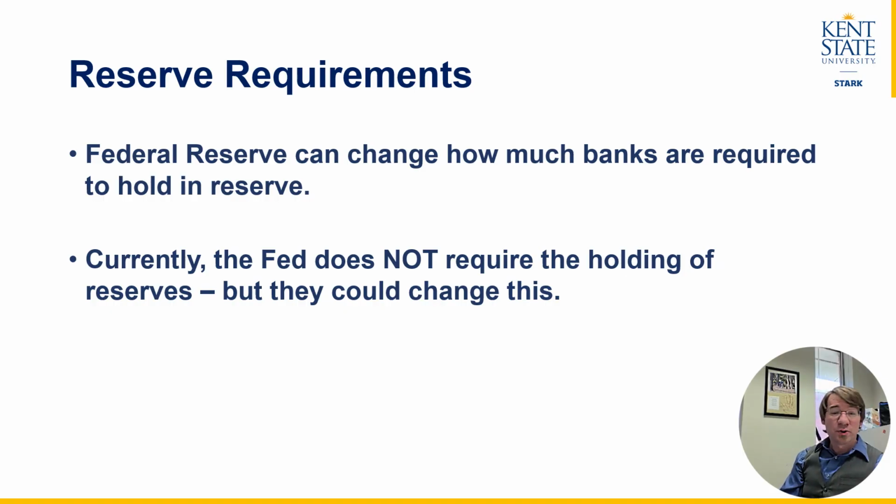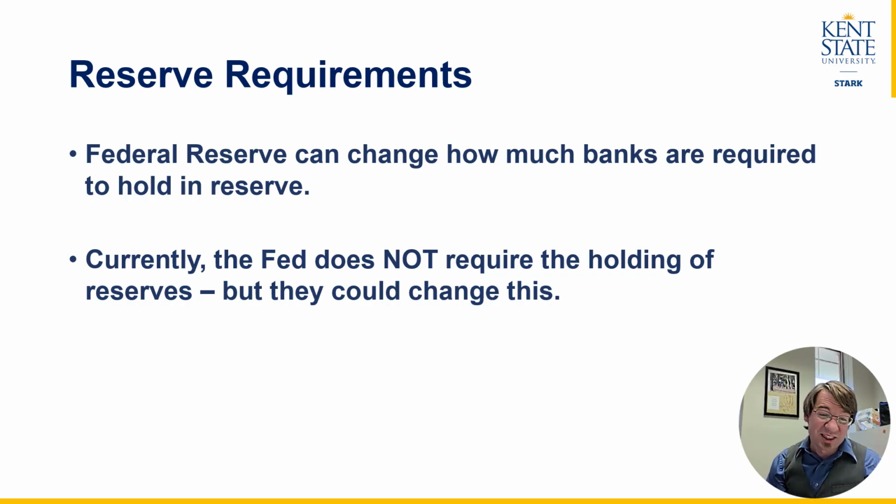An additional tool that the Federal Reserve has that it can use to modify interest rates, the money supply, and the economy would be reserve requirements. So the Federal Reserve can change how much banks are required to hold in reserve. If it increases the amount that banks are required to hold in reserve, now we'll see less lending, and interest rates will tend to get driven up. On the other hand, it could also decrease this.